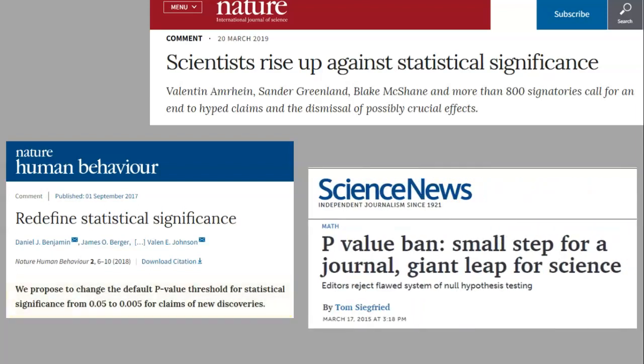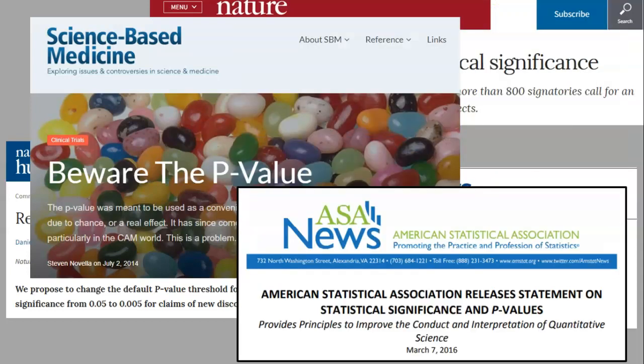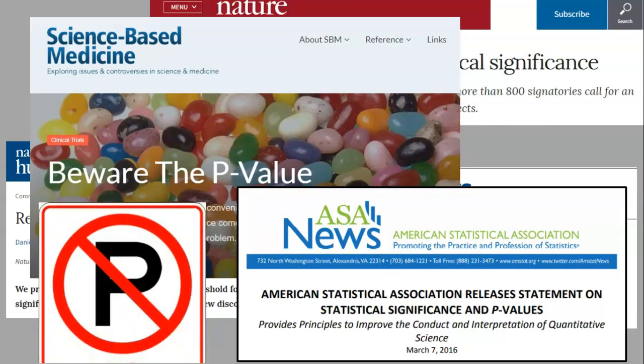Or here, in Science News, a story about a psychology journal that actually banned the use of p-values in its articles because its editors thought they were so routinely abused and misunderstood. Or you might encounter articles like this in Science-Based Medicine, warning readers to beware the p-value. In 2016, even the American Statistical Association had to issue a statement about the abuse of statistical significance and p-values. Indeed, the problems are so severe that it is not uncommon to see road signs like this. Seriously, though, p-values certainly do have their uses, but they are easy to misuse, easy to abuse, easy to misinterpret.